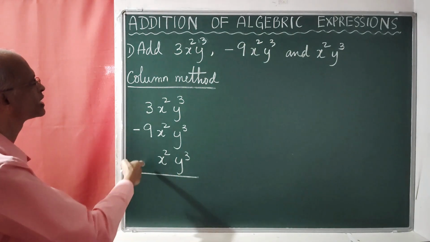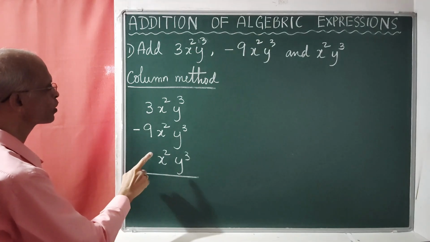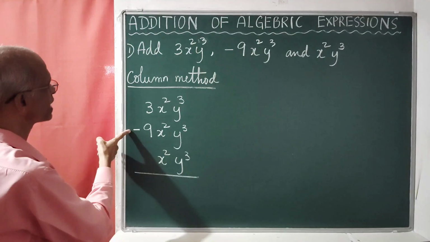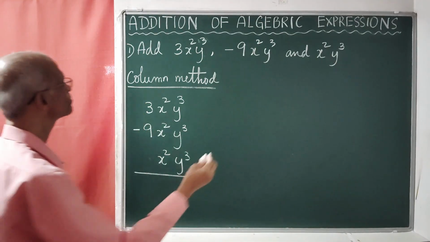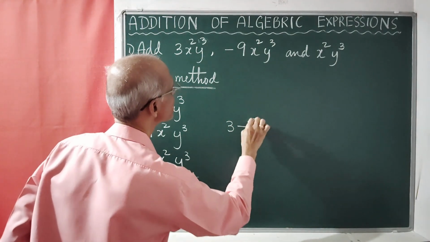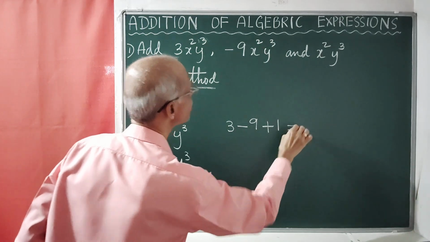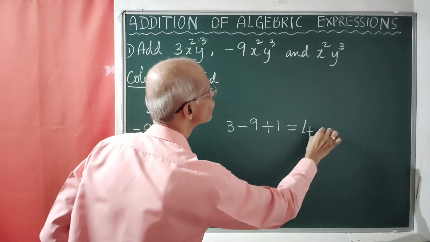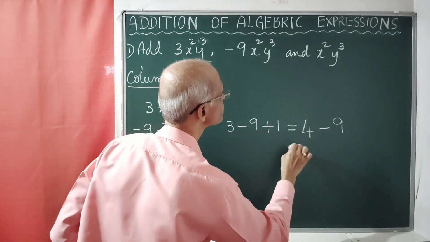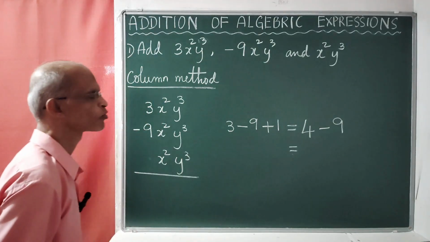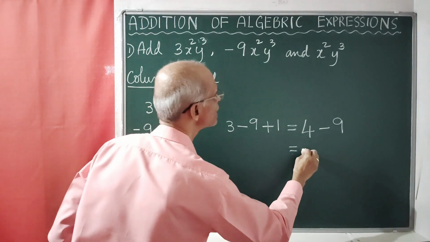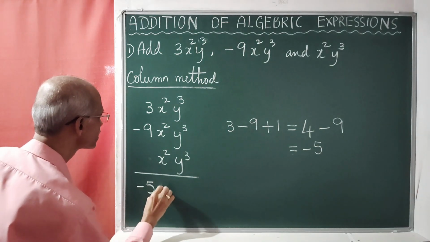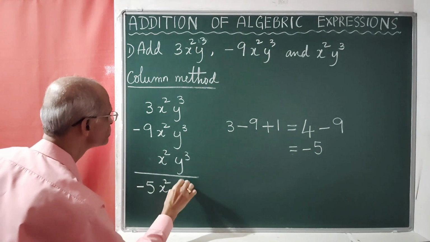Here we have to solve only these numbers. So what is the number here? It's plus 1. So plus 3, minus 9, plus 1. If we solve it, 3 minus 9 plus 1. How to solve it? First solve the plus numbers. 3 plus 1 is 4. 4 minus 9, what will we get? You have to subtract and put the bigger number's sign. So we'll get minus 5. So the answer is minus 5x square y cube.